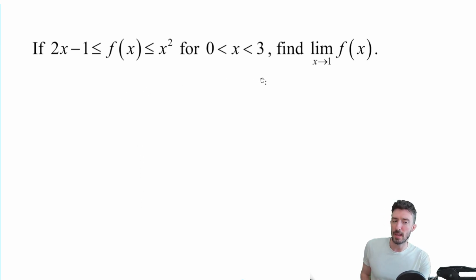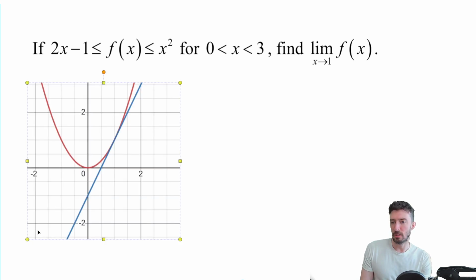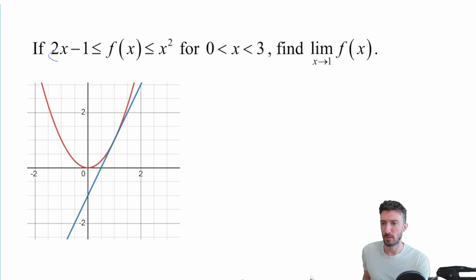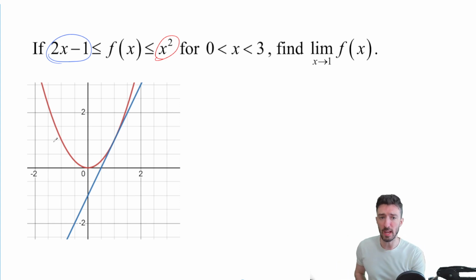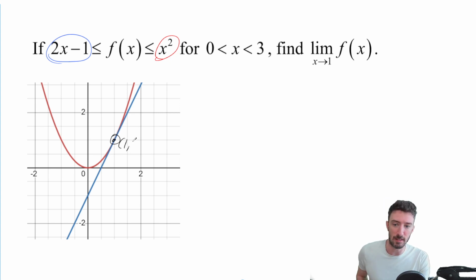Hey, we got ourselves a squeeze theorem problem here. To help you visualize it, I already graphed 2x minus 1, that's the one in blue, and x squared, the one in red. And we can see what's going on here. So if I were to plug in 1 for each of those, then the y coordinate I get is actually 1. So 2 times 1 minus 1, that comes out to 1. And 1 squared, that also comes out to 1.